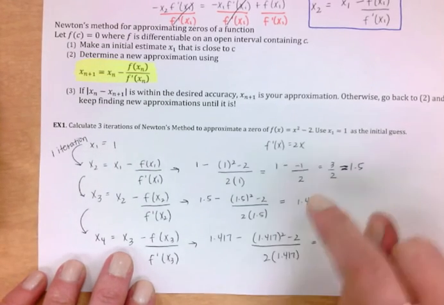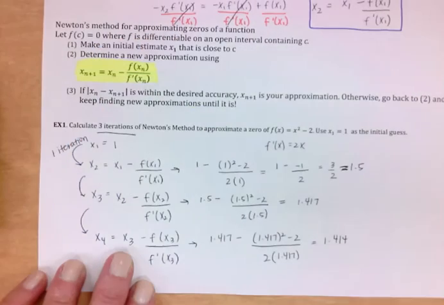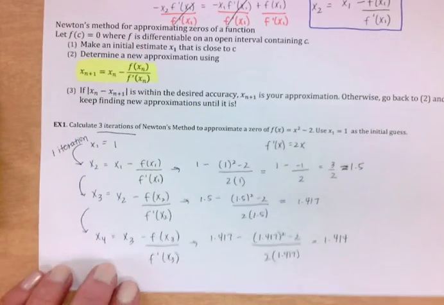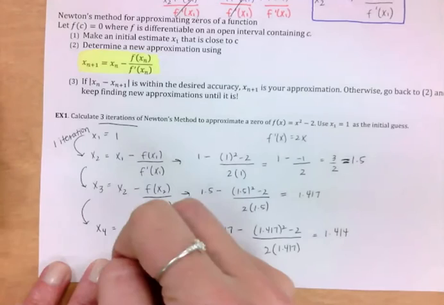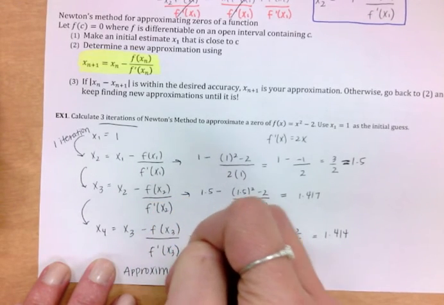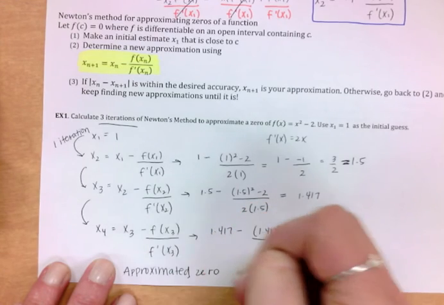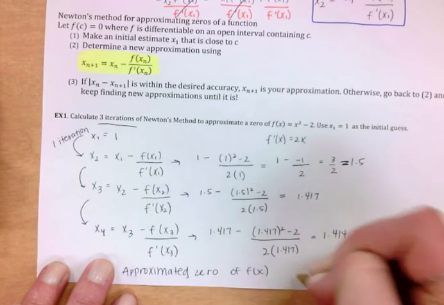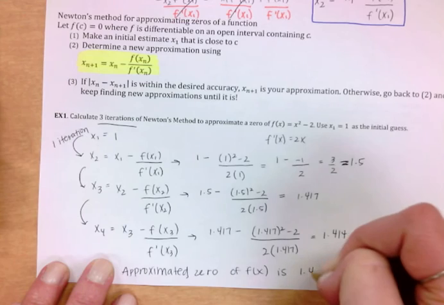They told us to do 3 iterations, so we can stop there because they told us exactly how many they wanted us to do. So we would say, fantastic, an approximated 0 of f of x is 1.414.